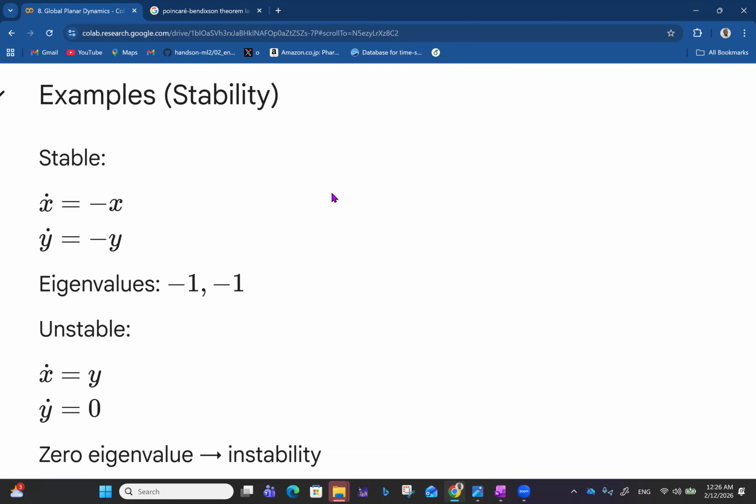Of course, this is clear. The Jacobian will be minus 1, 0, 0, minus 1. So the eigenvalues are minus 1 and minus 1. So this is clearly stable. And then this is unstable because x dot is y, y dot is 0.